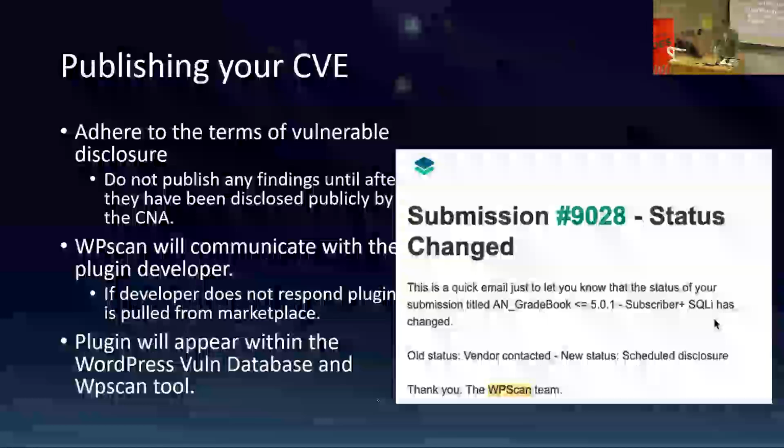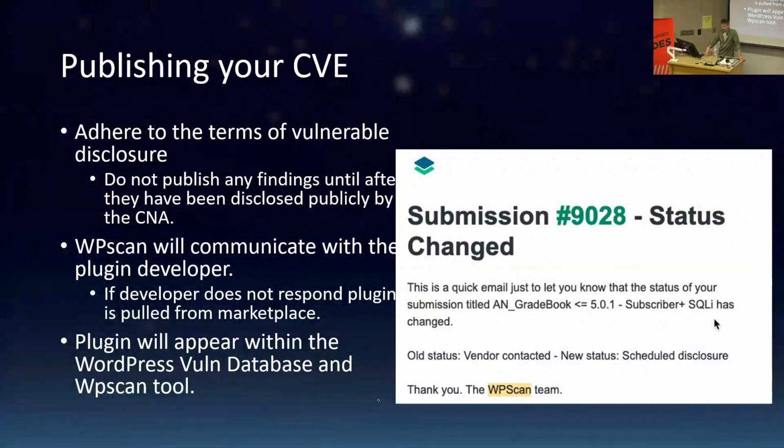So lastly, you go out there, you find your attack vector, you find something interesting, you go through and you submit it. And the last step along the way is trying to publish your findings in your CVE. When you submit, you're going to get an email from WP-Scan. It's going to show that the vendor was contacted and there's a scheduled disclosure. At that point, you can go into the WordPress vulnerability database and search to see if your stuff shows up. Once it shows up there, it's fair game to release anything on ExploitDB or anything like that.